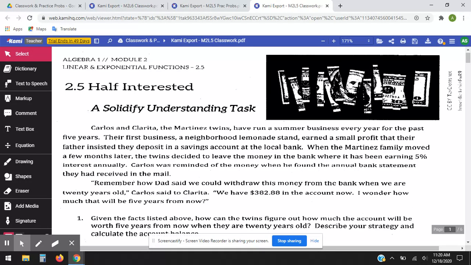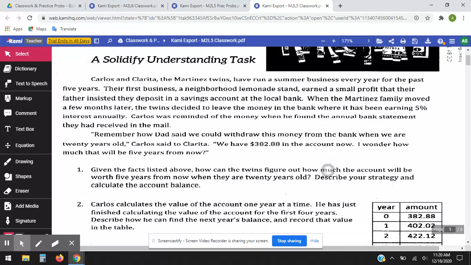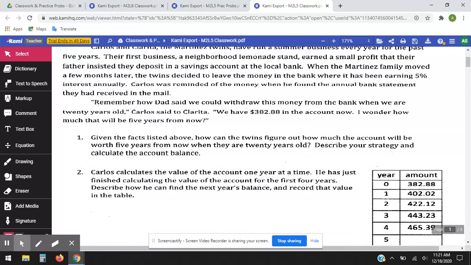Carlos was reminded of the money when he found the annual bank statement they had received in the mail. "Remember how Dad said we could withdraw this money from the bank when we were 20 years old?" Carlos said to Clarita. "We have $382.88 in the account now. I wonder how much that will be in 5 years from now."